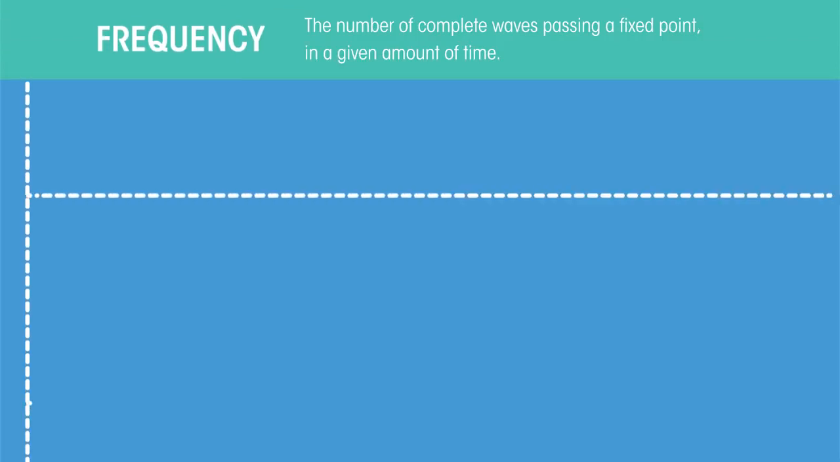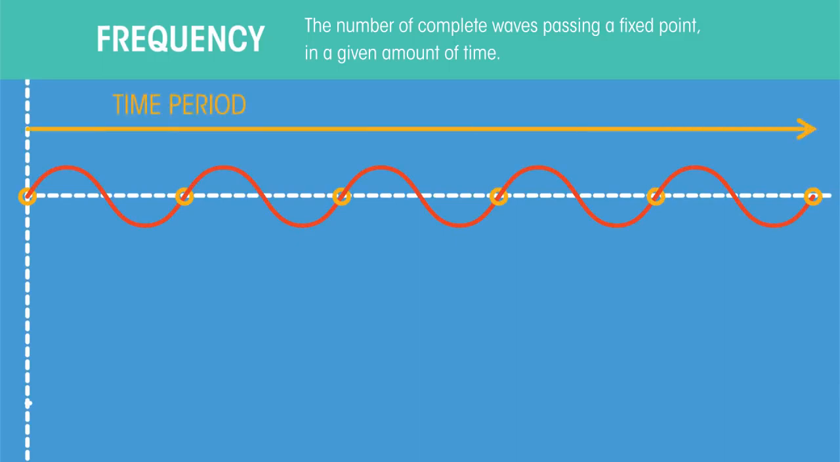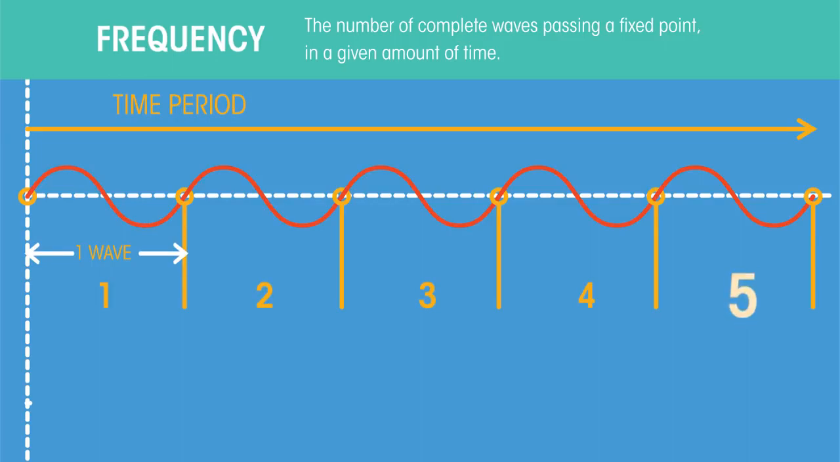The frequency of a wave is the number of complete waves passing a fixed point in a given amount of time. This time period is usually 1 second. This is what one complete wave looks like. So if this was our time period, the frequency would be 5.